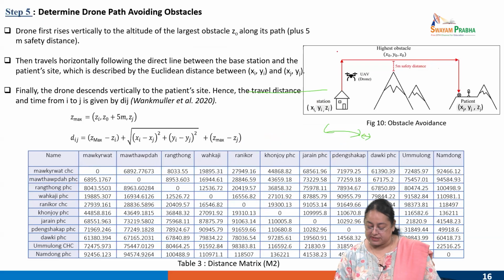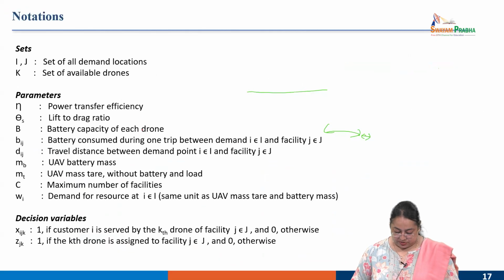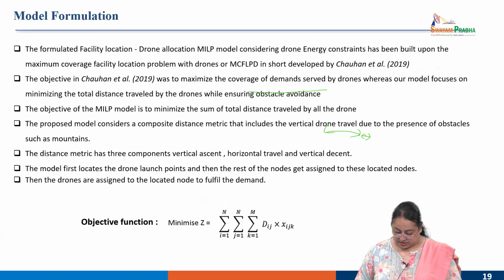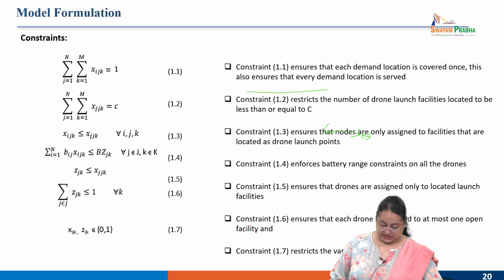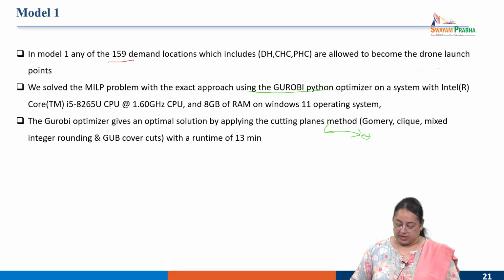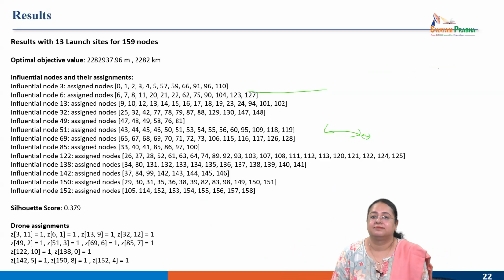This is the extra energy effort that has to be taken if mountains or peaks are there. This is how we have used the distance formula to do that. Then, considering the power consumed in the battery of drones, we formulated the model: how many points and which points would be designated as launch points. So you see, we have 159 demand locations. This is the assignment. So we got this many clusters. Okay.